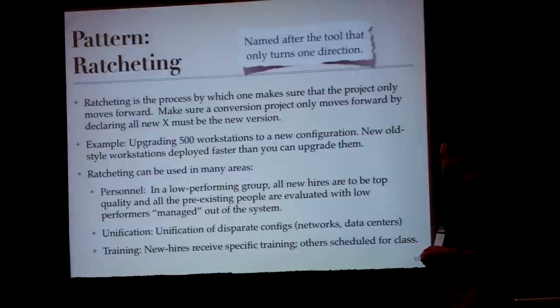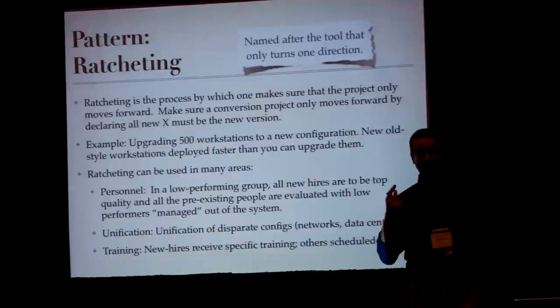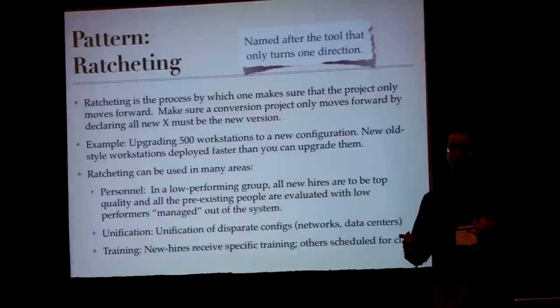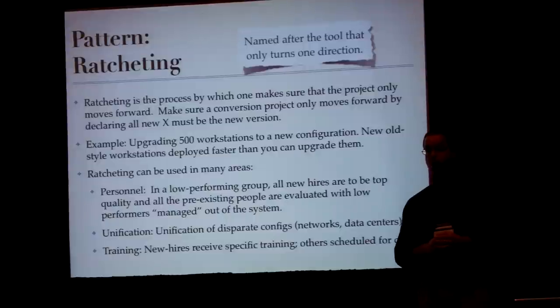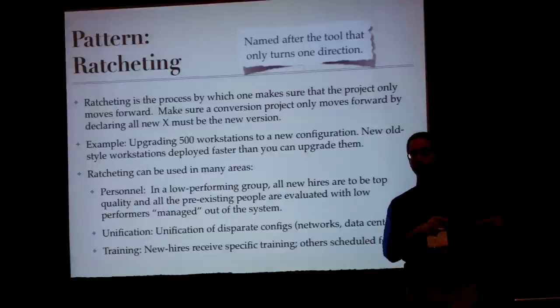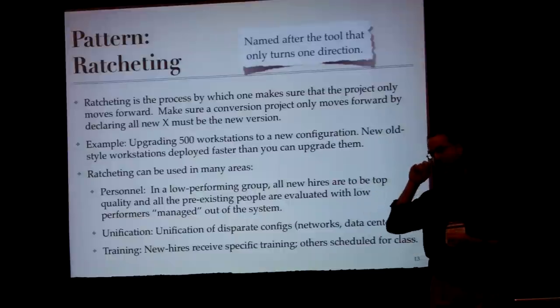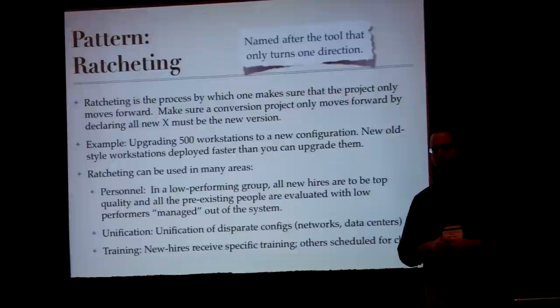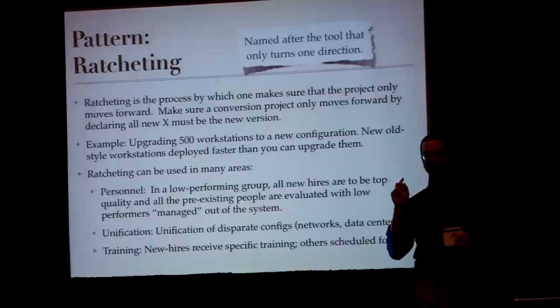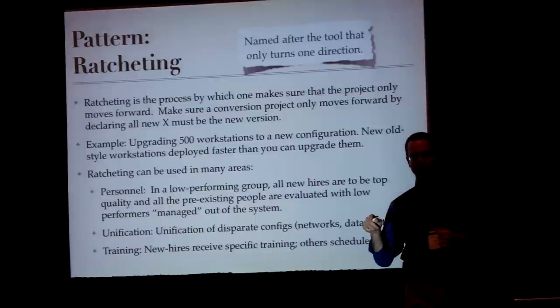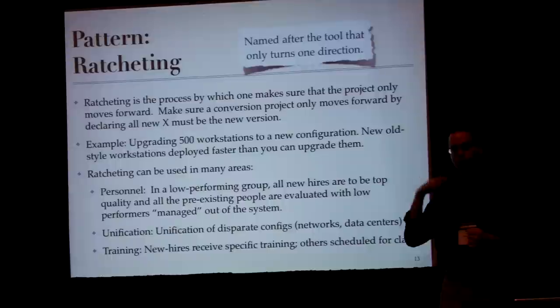And let's see. I guess I have some other areas. Oh, yeah. So ratcheting in personnel. You have a low-performing group. And you say, okay, so this happened, I came into a small company, very low performing IT group, and I told my VP, we need to only hire really top notch people, because we have to get this low performing group out of the hole that they're in. And she said, okay, but we need people fast, so why don't we take the best person we see this week? And I said, no, we're going to ratchet this. Even if it means it takes longer, we're only going to hire new people that are really top-notch, because we can't move backwards.